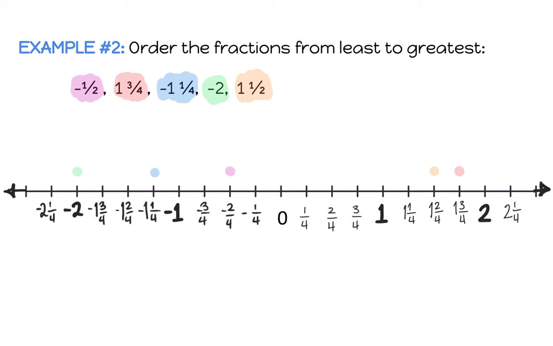Now that we have all points in our number line, we can order them from least to greatest. The least number is the number that we have to our left. That's the -2. After that one, we have -1/4. Then -1/2. Then 1 1/2. And finally, 1/3.